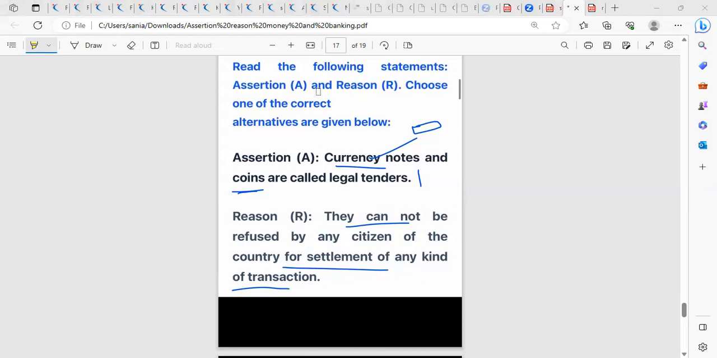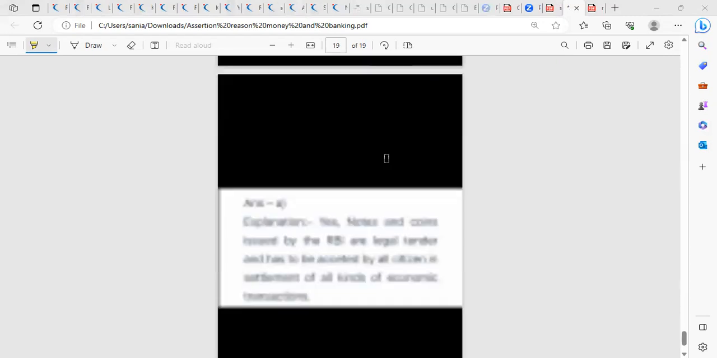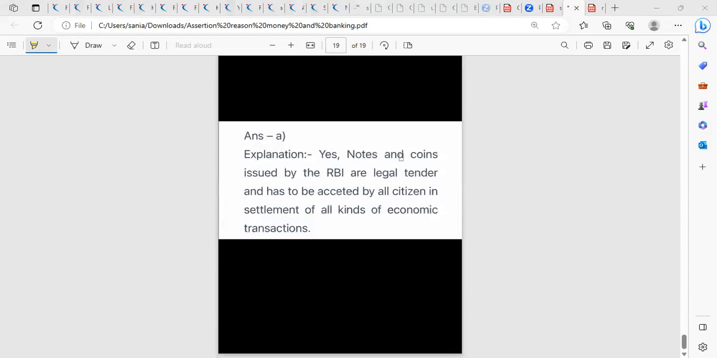Option A? Both? Yes, ma'am. Okay, let's see. A? Yes. So yes, notes and coins issued by the RBI are legal tender. Legal tender means that it's legally compulsory for you to accept it, right? So this has to be accepted by all the citizens in the settlement of all kinds of economic transactions. Clear?